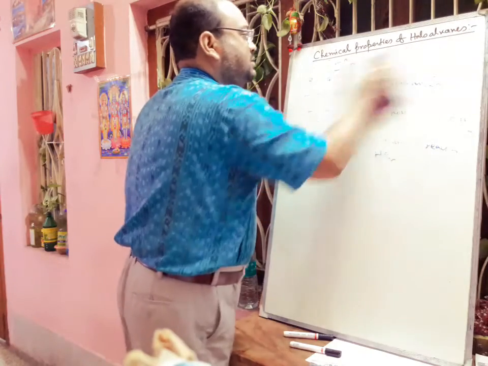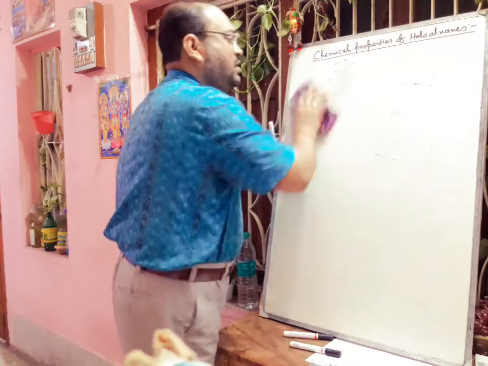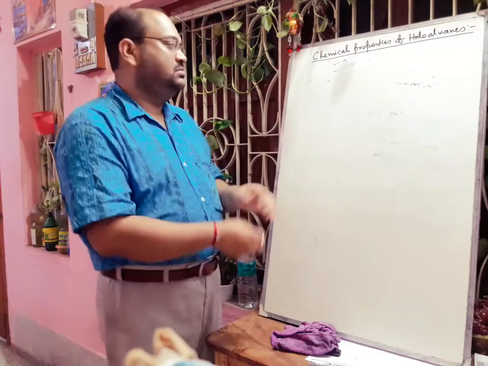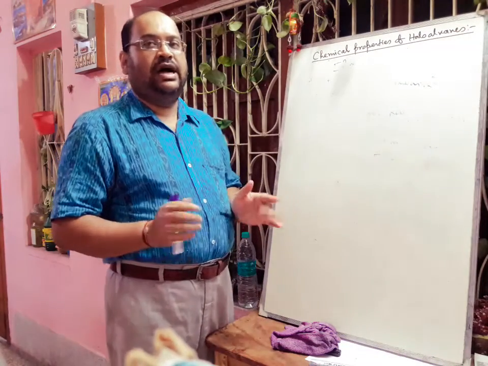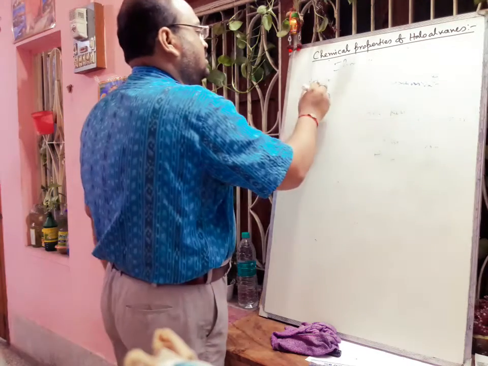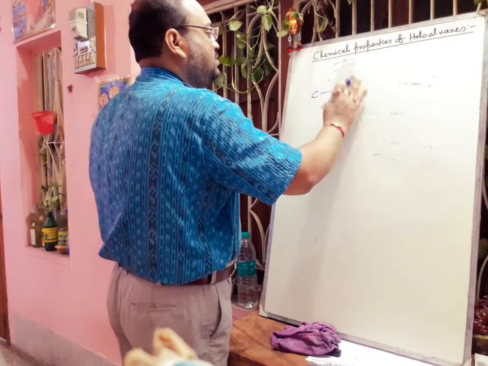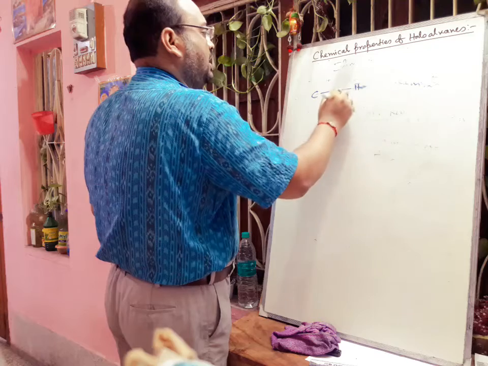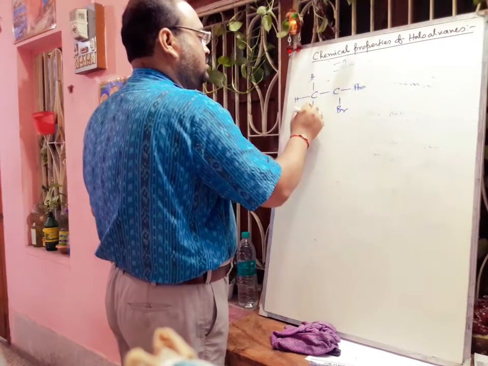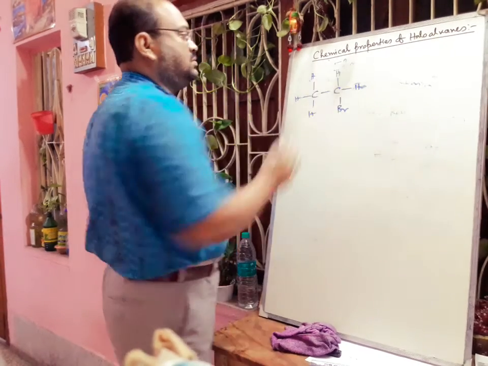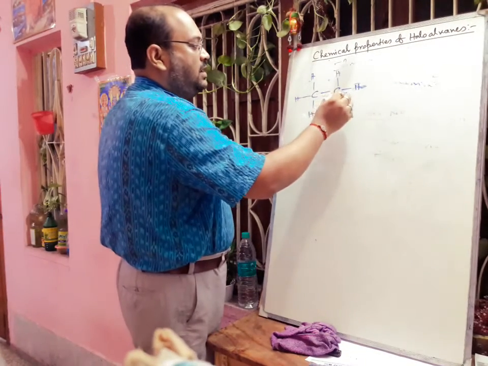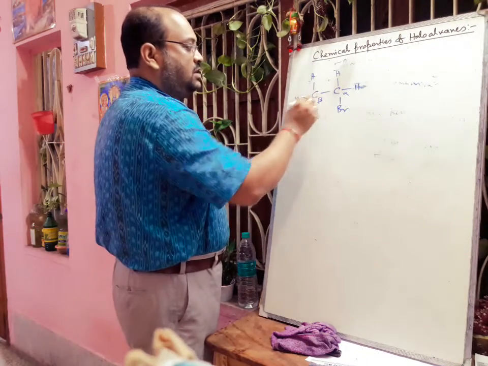Next we will discuss the mechanism. Then you can understand why it is called beta elimination reaction. Suppose this one is the corresponding halide. Then this carbon is called alpha carbon and this carbon is called beta carbon.